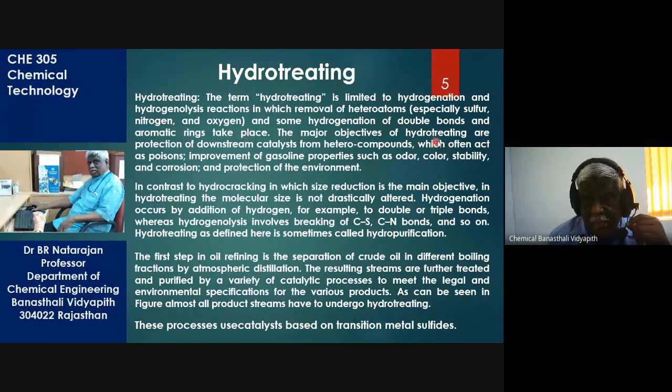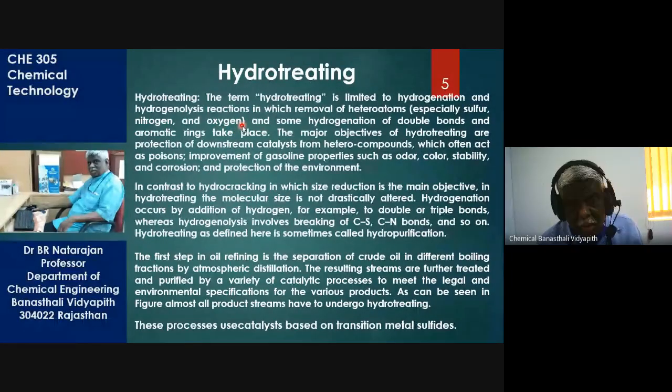Okay. The major objective of hydrotreating is protecting the downstream catalyst from hetero compounds. Remember, sulfur, nitrogen, and oxygen are probably undesirable for many of the catalysts we may be using for cracking, reforming, right? Alkylation. Such catalysts may not like the presence of sulfur, nitrogen, and oxygen. So the main purpose of hydrotreating is to protect the downstream catalyst from hetero compounds.